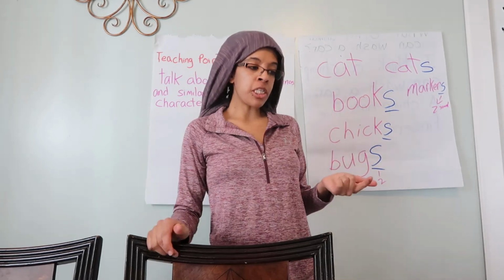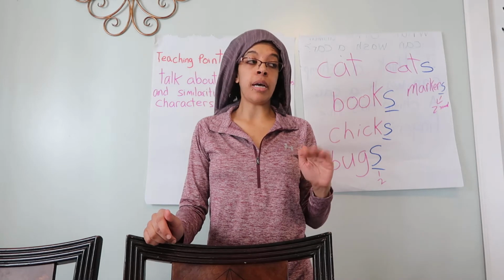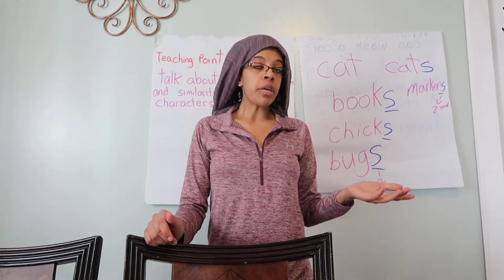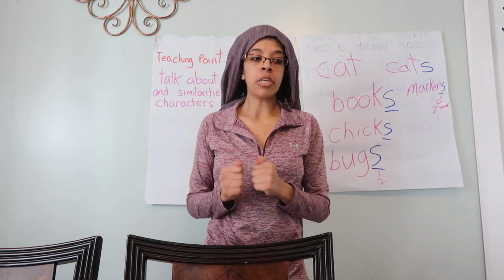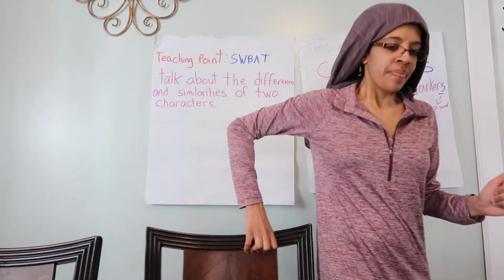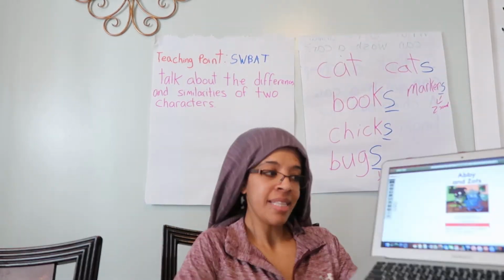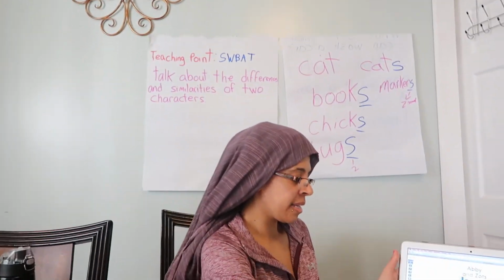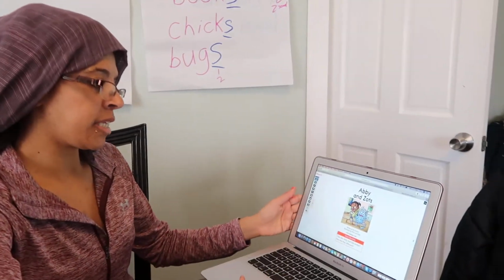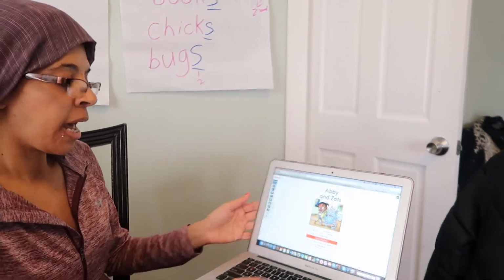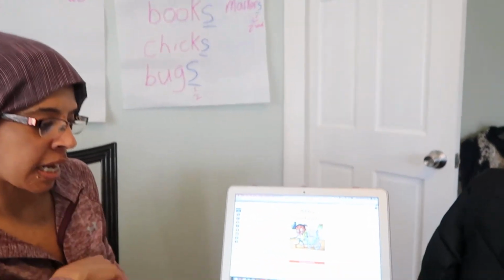Just by looking at the picture, I could see a lot of differences. And we're going to think about how they're also the same. So let's start reading the story. Okay, let me just get this going. And even our focus question is, how are Abby and Zots similar, and how are they different?